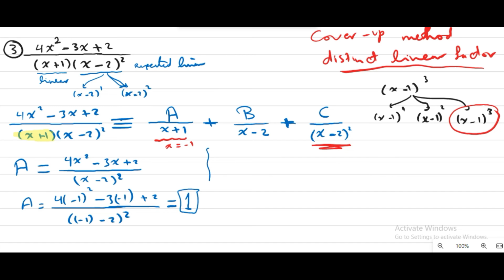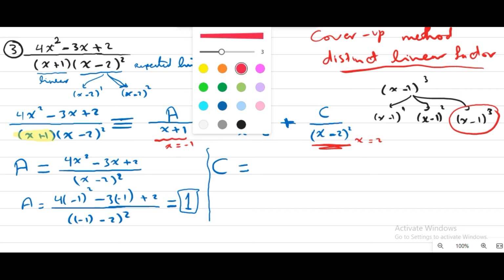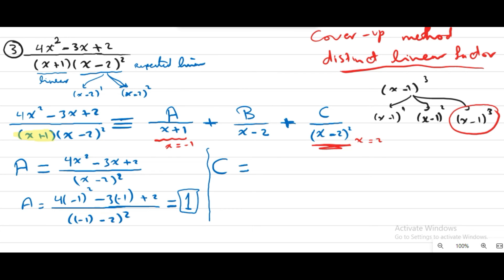The same with letter B, and the same with letter C. But here, can we use the cover-up method with letter B? No, we can't use the cover-up method with letter B. So we'll find letter C first, with which we can use the cover-up method. What is the value which makes this factor equal 0? x equals 2. And here we'll cover this factor, which is x minus 2 all to the power of 2, from this expression.